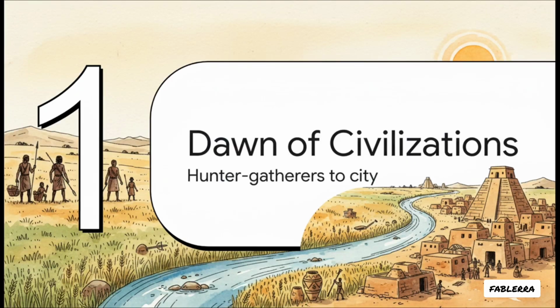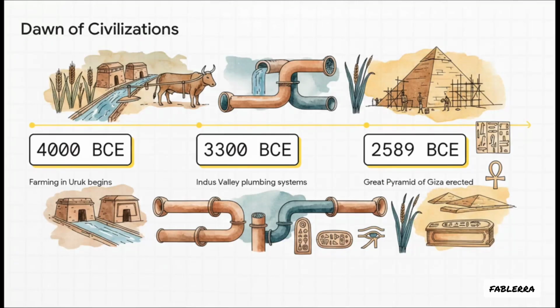Part 1, dawn of civilizations, moving from hunter-gatherers to structured societies. All right, so picture this. It's around 4000 BCE in Mesopotamia, and humanity makes this massive, game-changing shift. We figure out how to harvest cereal grains in Uruk, and suddenly we have a reliable food source, which means populations just absolutely explode. And just look at how rapidly the structural leaps happen right after that. By 3300 BCE, the Indus Valley civilization had highly advanced underground plumbing to literally prevent disease. Seriously, plumbing. And then, by 2589 BCE, the Egyptians were erecting the Great Pyramid of Giza. That is some incredible ingenuity in a relatively blink of an eye time span.